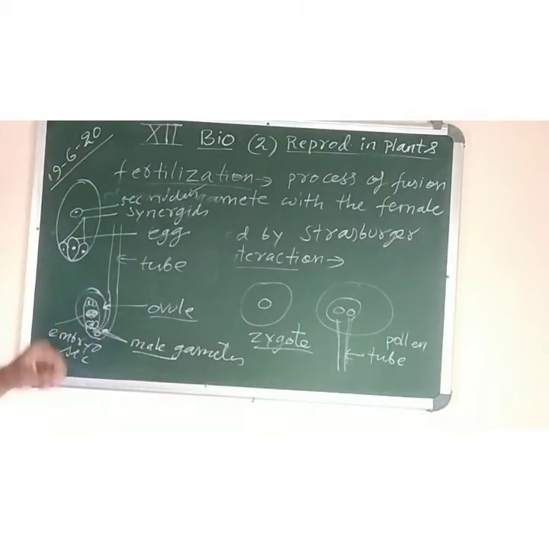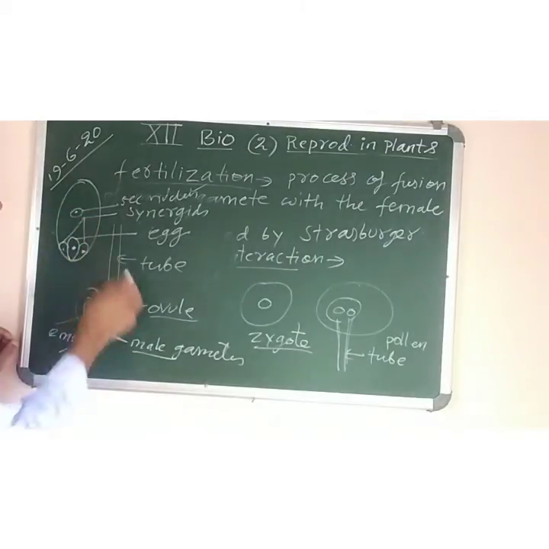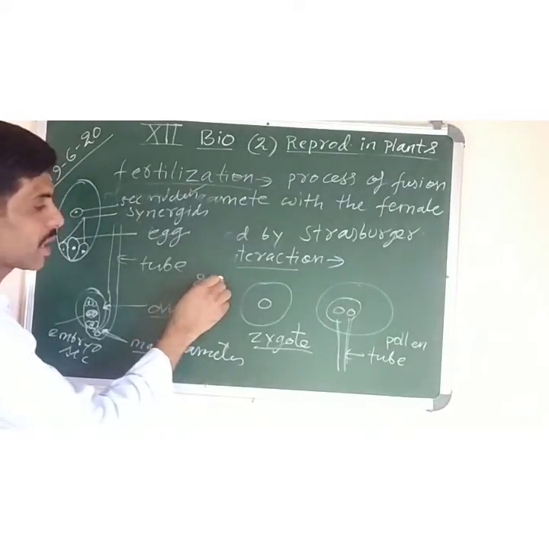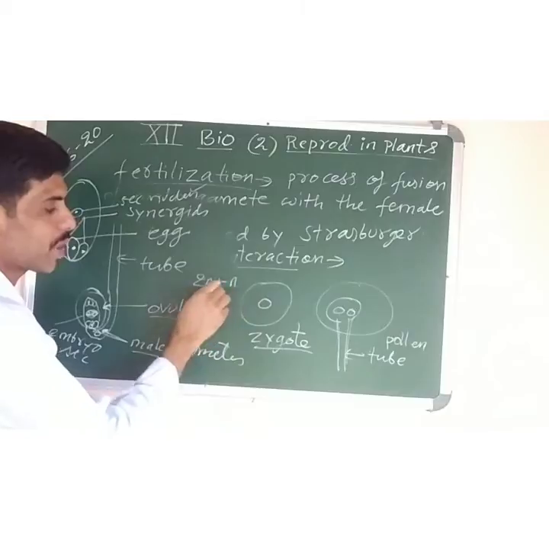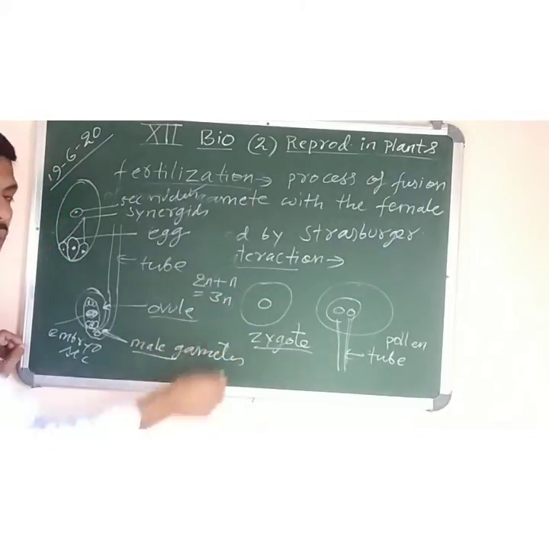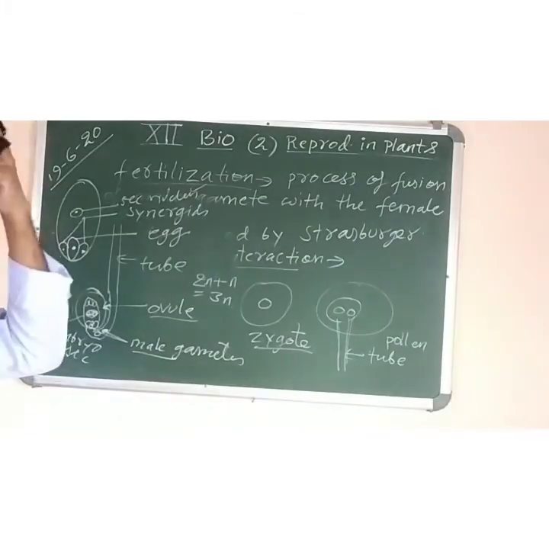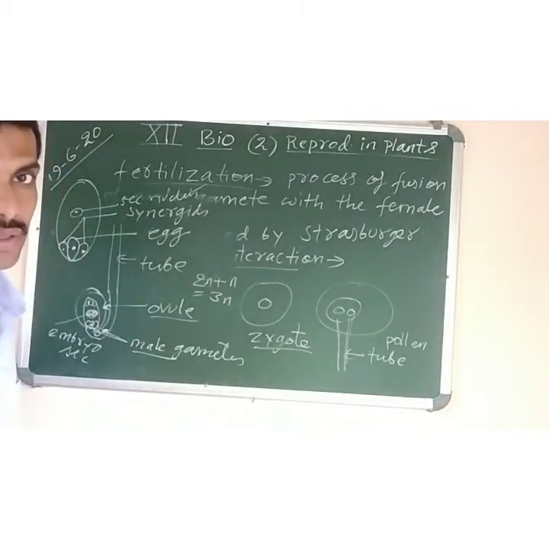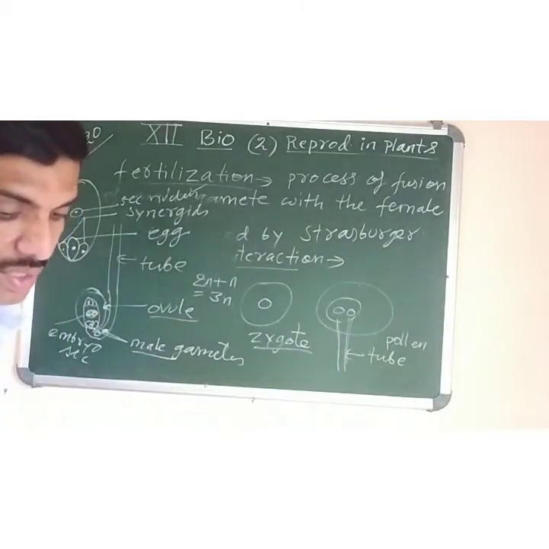And why is it called triple fusion? It is called triple fusion because this secondary nucleus is diploid. Diploid means having two sets of chromosomes, 2n, plus the male gamete is haploid, n, so 2n plus n, that is 3n. So that's why it is called triple fusion. Okay? Understood the term? Who discovered this? The term double fertilization was discovered by Nawaschin. So you should remember the name of this scientist also.